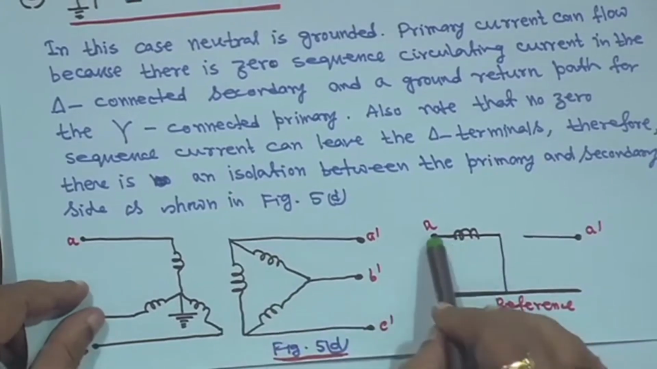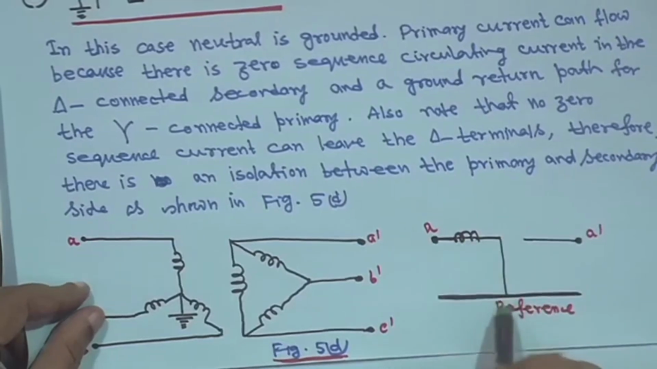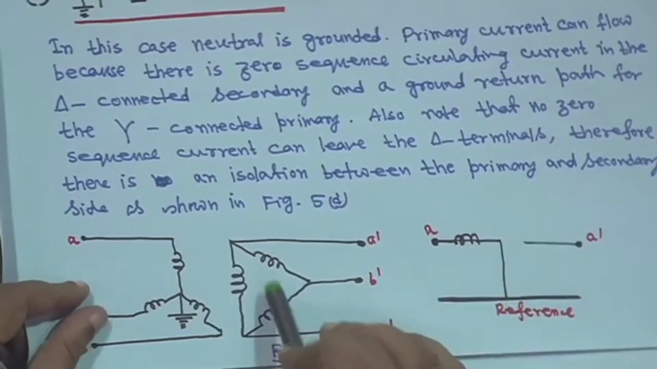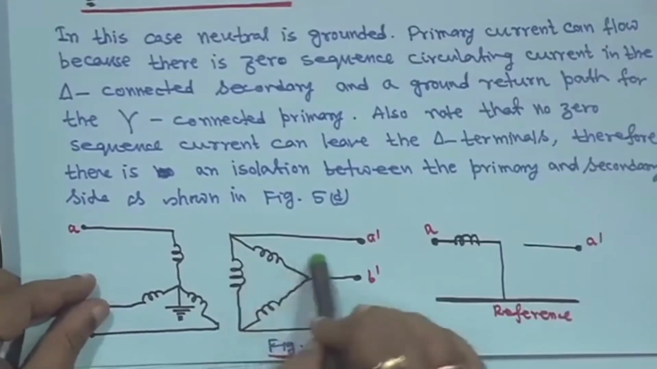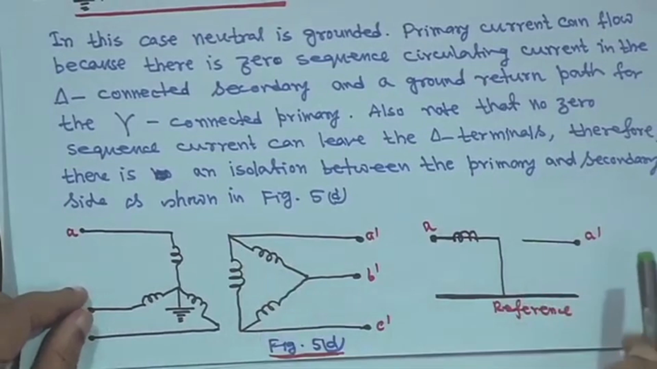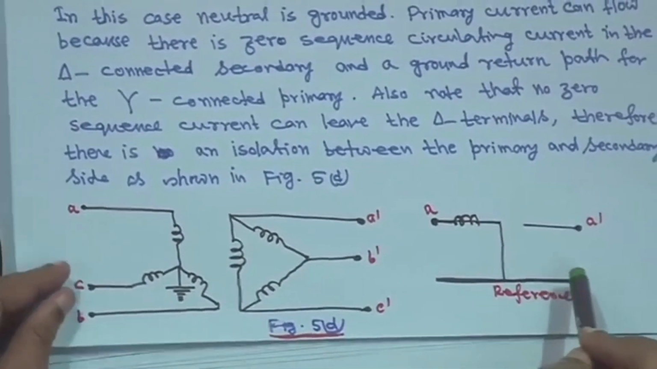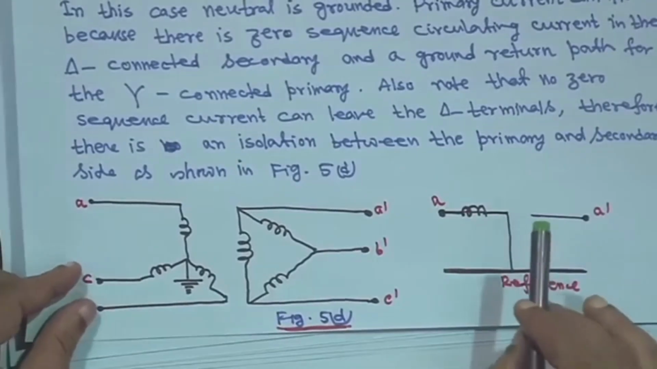So, in that case this is your zero sequence reactance of the transformer, then you connect it to ground. But as zero sequence current from delta cannot leave the terminal, it is a circulating one. So, this will remain open, and this is your A dash, and this is your reference one. So, this is a little bit to understand.